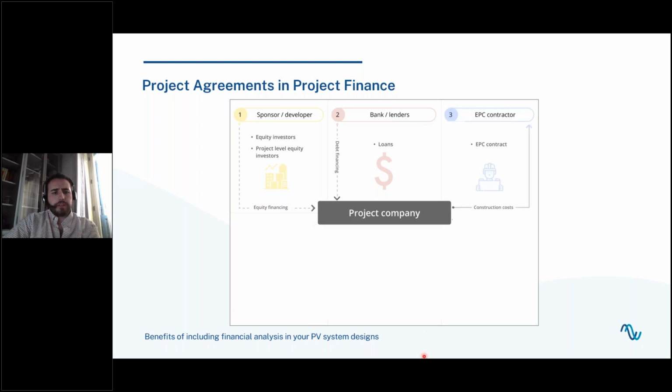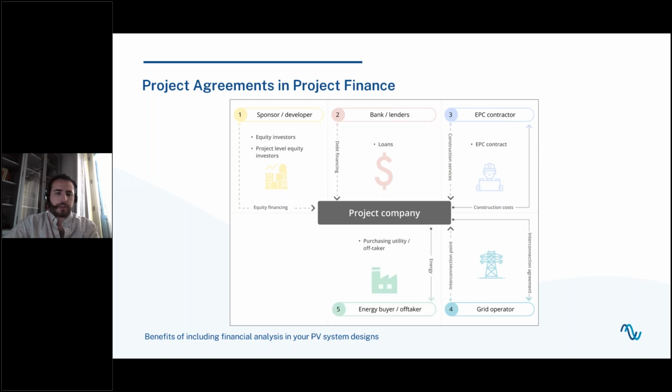Once we have all this financing, debt and equity financing, the money will go to the EPC contractor, who will build the asset under the EPC contract. Once the PV plant is built and connected to the grid, the project company will sell the energy to an off-taker or energy buyer, an external company, and the cash generated through this PPA agreement will secure a long-term revenue stream for the project company.